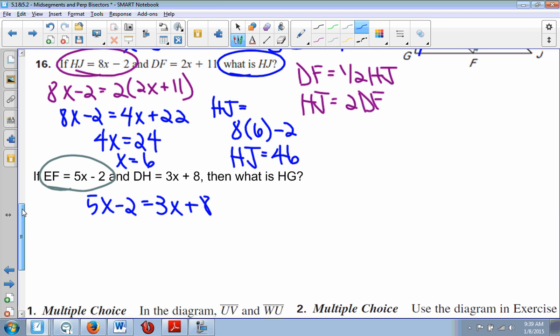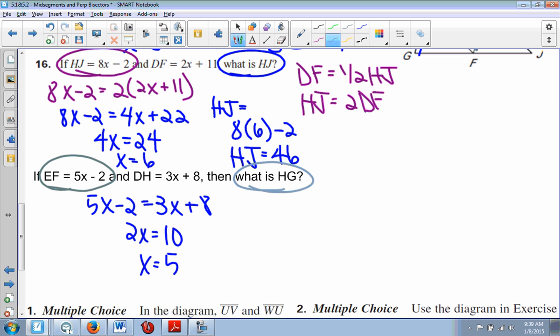Simple equation to solve. First, add 2, subtract 3x. So you get 2x equals 10. Dividing gives me an x value of 5. Again, notice the problem doesn't say to find x. It says what is HG.